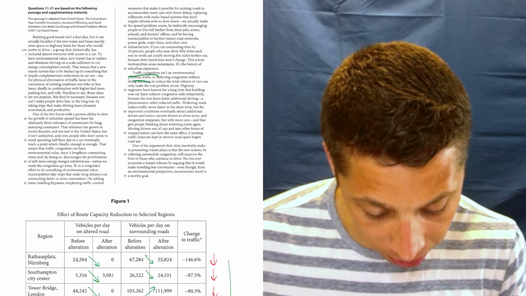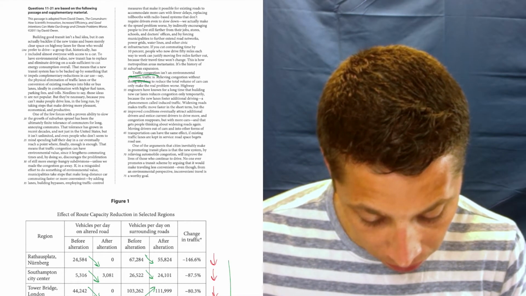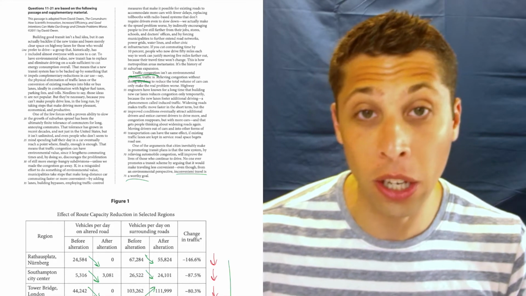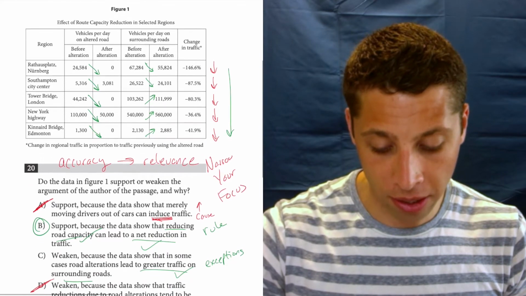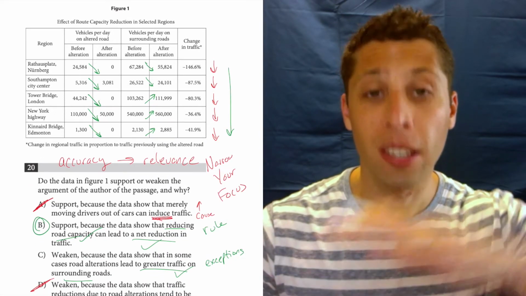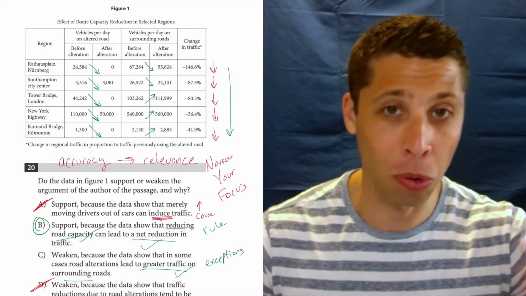At the end here, even though from an environmental perspective, inconvenient travel is a worthy goal, right? So he's talking about reducing traffic. This chart seems to suggest that changing the roads does reduce traffic overall.